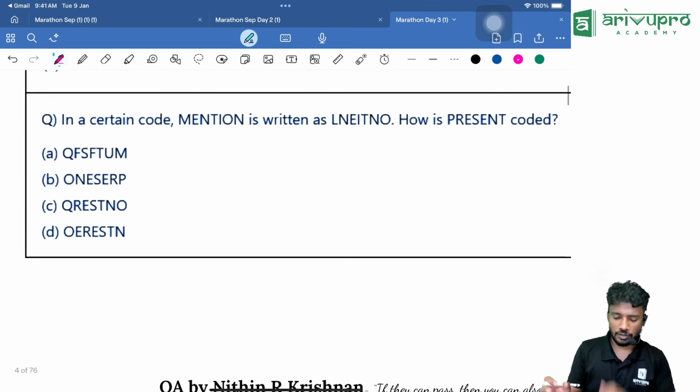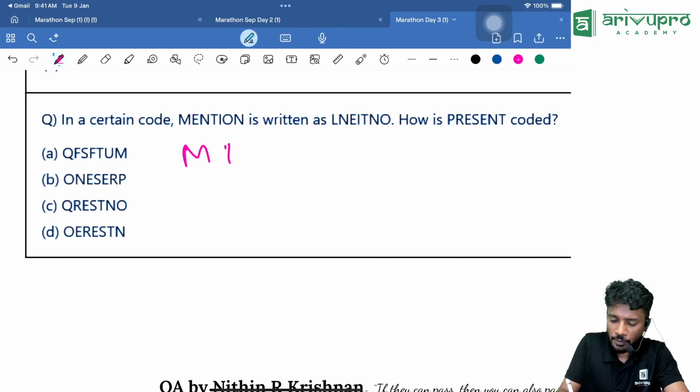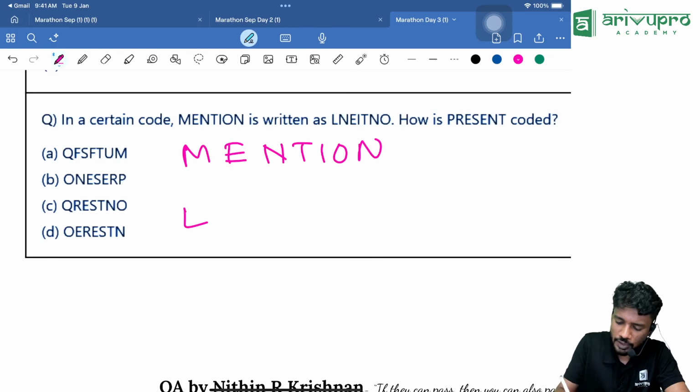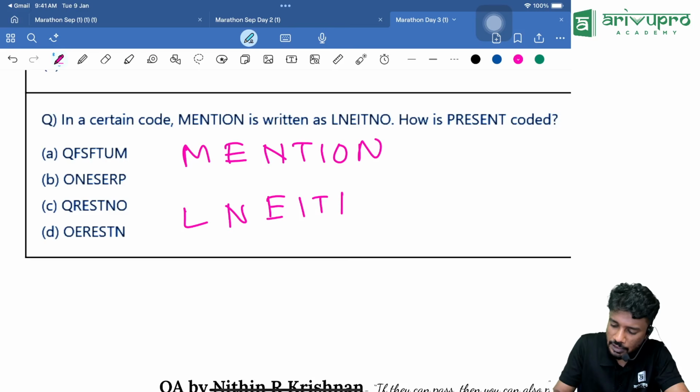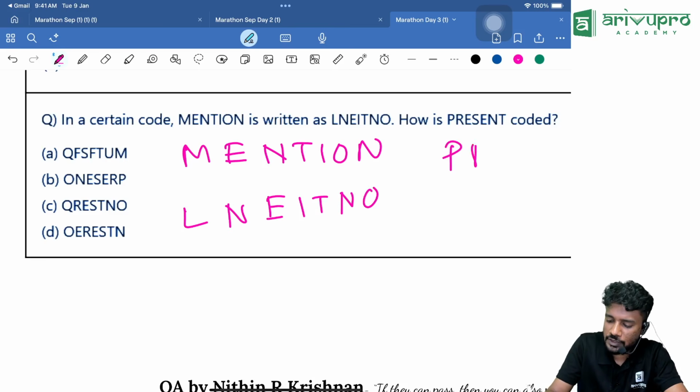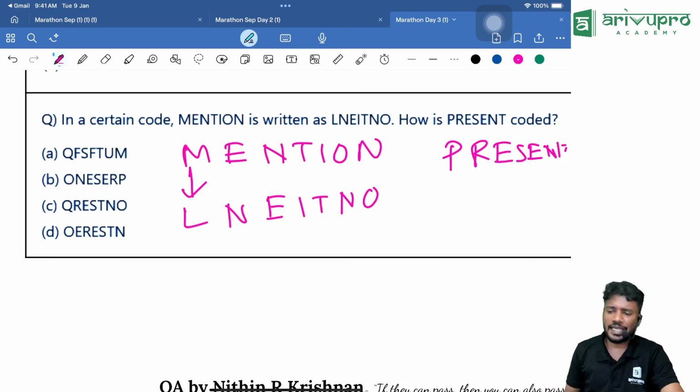Now look at the question. MENTION is coded as LNEITNO. Then PRESENT is coded as what? So what is happening? M is becoming L. How can M become L? Minus 1 or plus 1? Minus 1. Yes, LM. So it is minus 1.